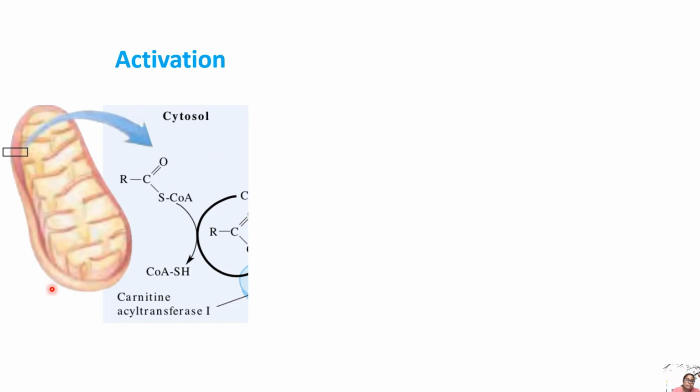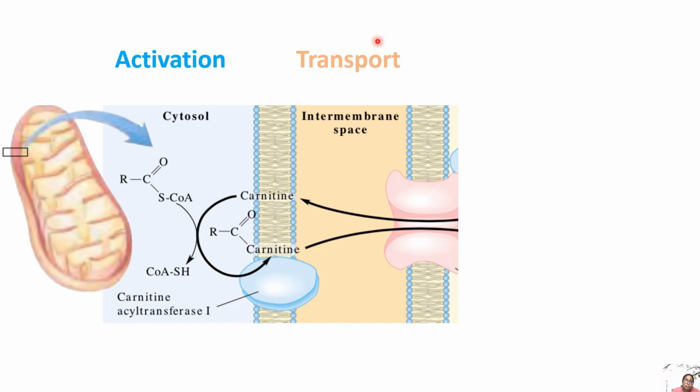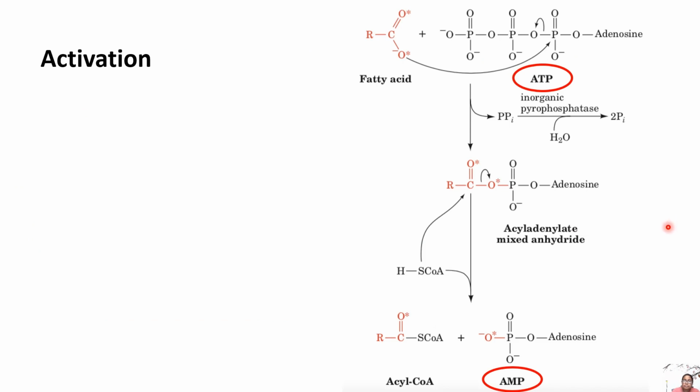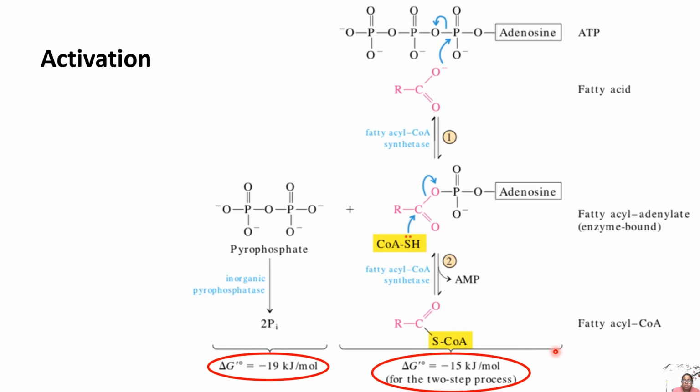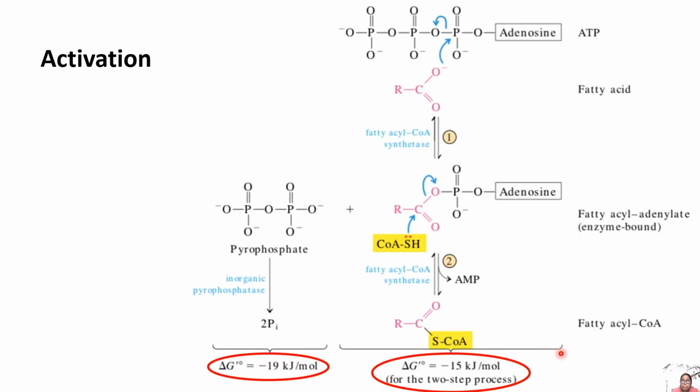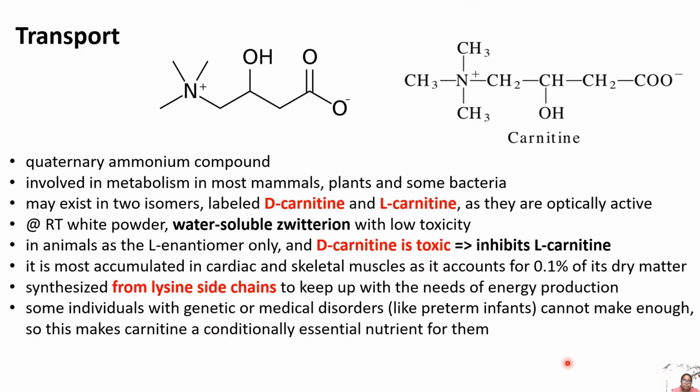So this is the process of activation, if you can see. Then transport happens, and then oxidation happens inside. Correct? So this is an entire schematic of activation. Adenosine, then acyl-CoA and AMP, ATP, fatty acyl adenylate, fatty acyl-CoA.